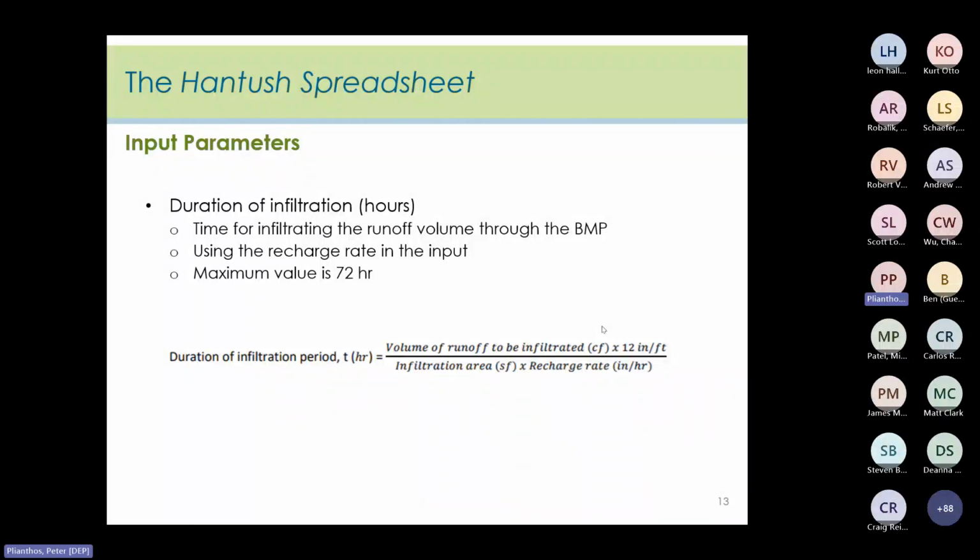The duration of infiltration period, T, is equal to the time required for the BMP to drain the volume of stormwater runoff at the specified recharge rate, and is equal to the volume of runoff to be infiltrated divided by the product of the infiltration area and the recharge rate, where the volume of runoff to be infiltrated may be either the runoff volume produced by the water quality design storm or the volume of runoff to be discharged through exfiltration, if exfiltration of runoff during routing is used. The maximum duration of infiltration period that may be used in the hand-touch spreadsheet is 72 hours.